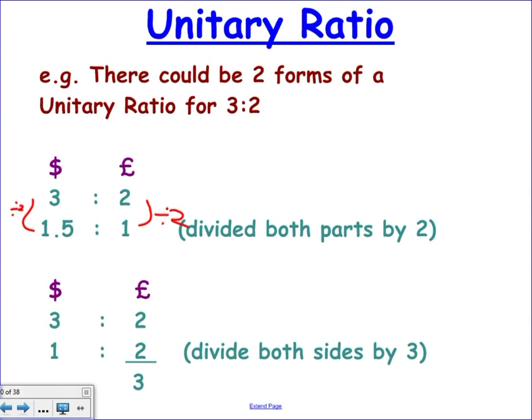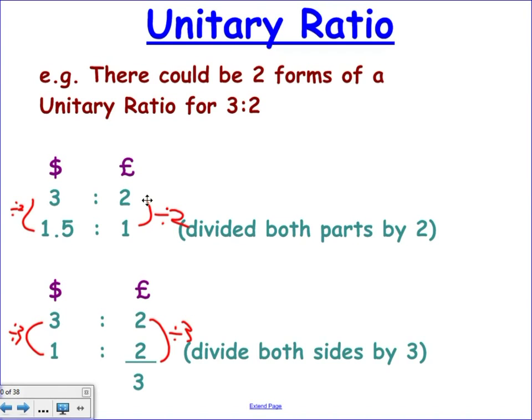I finished my holiday in the United States and my pockets are bulging with dollars. Because I've been to Las Vegas, I've lucked in. And I want to change dollars back into pounds. Okay? So this time I want to force the dollars to be the number one. So I divide it by 3. And then my ratio is still 3 to 2. I have to divide that by 3. So I know that $1 is 2/3 of a pound, roughly 67 pence.